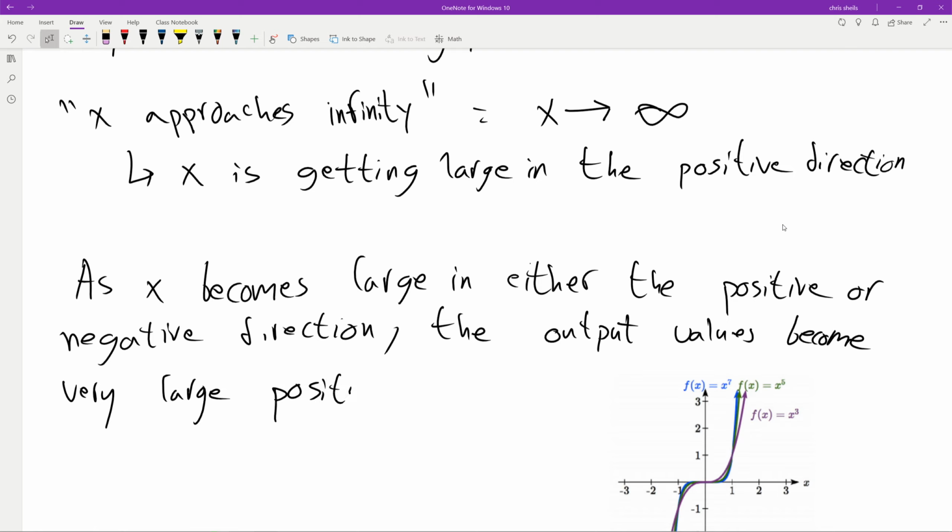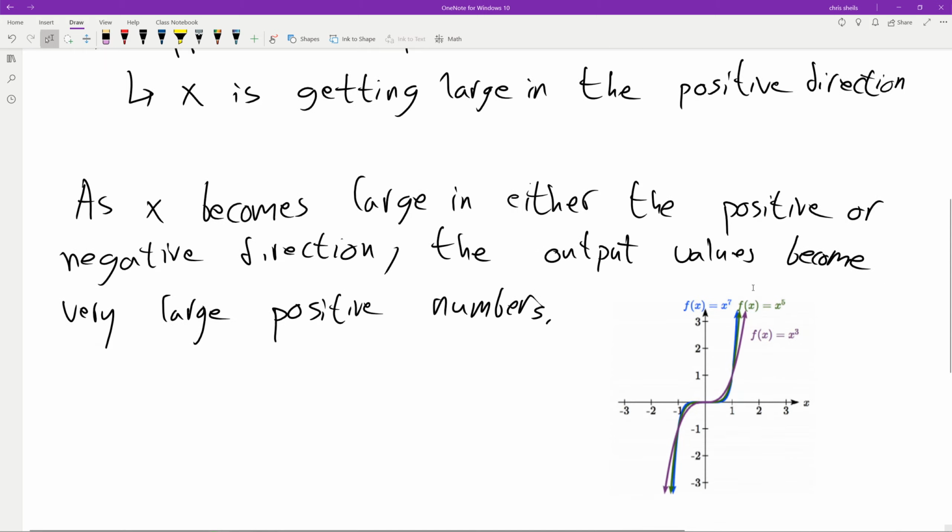Oh, I didn't mean to show this graph yet. I'll move this down a little bit.